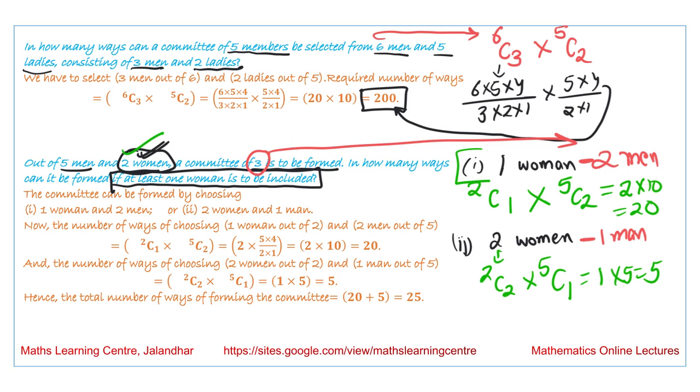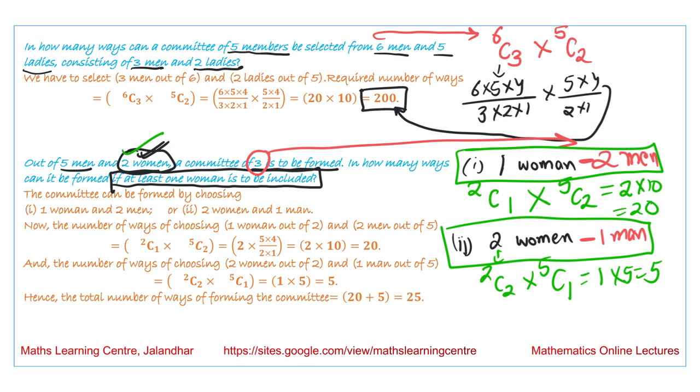We are saying either this thing can happen or this thing can happen. So by the fundamental principle of addition, the final answer we obtain is 20 plus 5, that is equal to 25. We have total 25 ways of doing this.